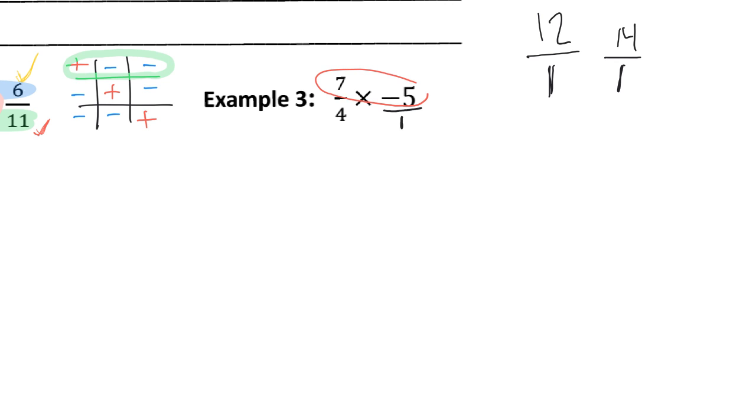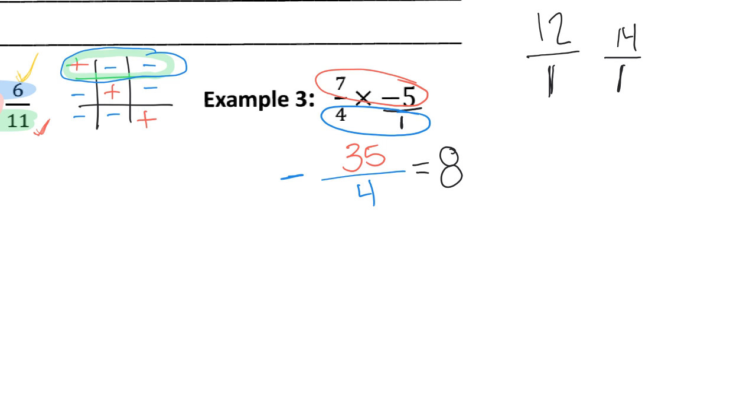Then we multiply across. 7 times 5 is 35. Multiply across, and we get 4. But what are we forgetting? It's a positive times a negative, so our answer's negative. And then we have to simplify. 4 goes into 32 8 times with 3 left over. And I forgot my negative sign when I wrote it there. Okay, does that make sense? Hopefully. So that's multiplying fractions.